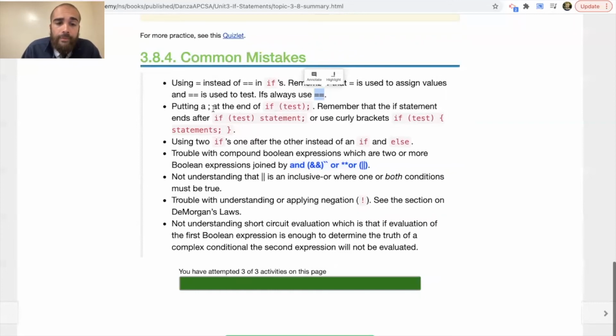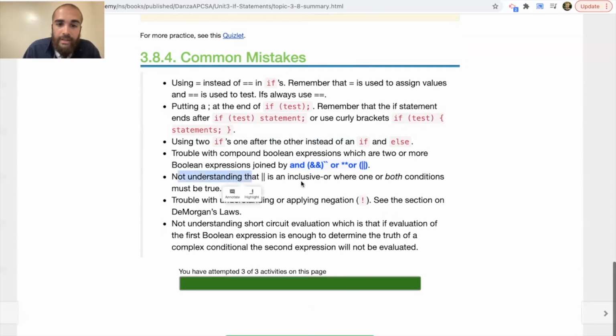Putting a semicolon at the end of if, make sure we don't do that. It's a common mistake. Remember that the if statements end after that or use curly braces. Using two ifs, one after the other instead of an if else, that's a common mistake. We looked at the grade book example for that, where someone actually got like a 90 and we gave them a D because of the code that we wrote. We should have written else if instead of just a bunch of ifs.